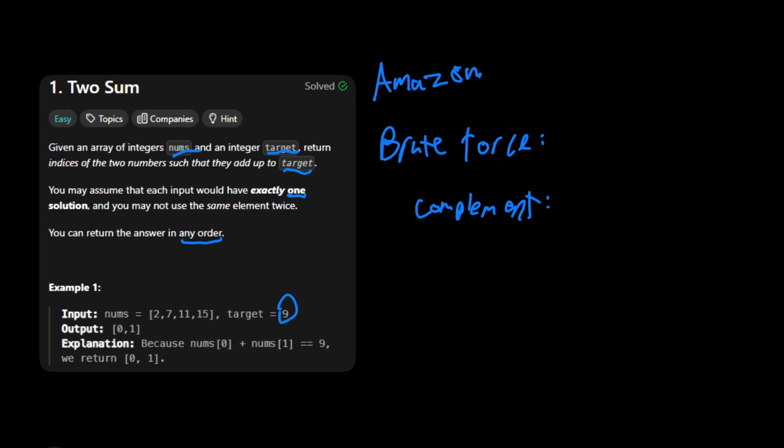Looking at this example here, we have the target number of 9, right? And then our first num in that array would be 2. So the complement between 2 and 9 would be 7, because 2 plus 7 equals 9.